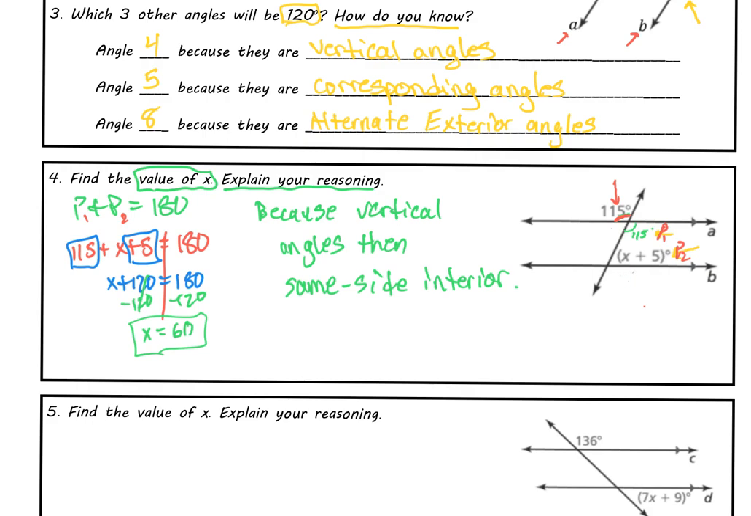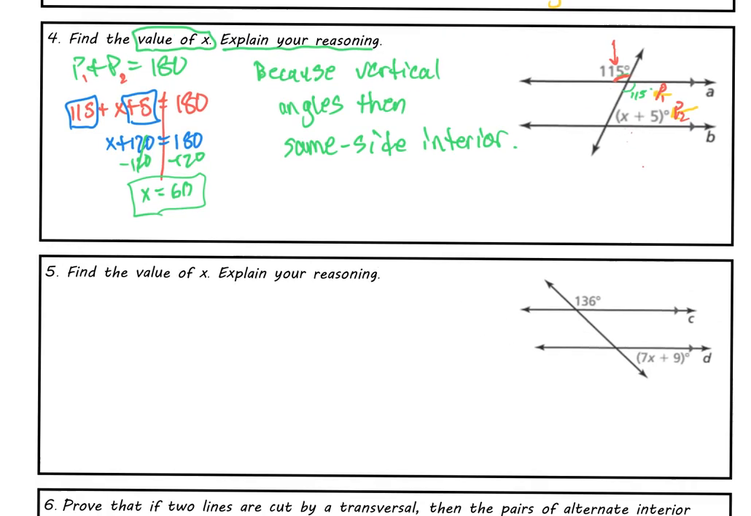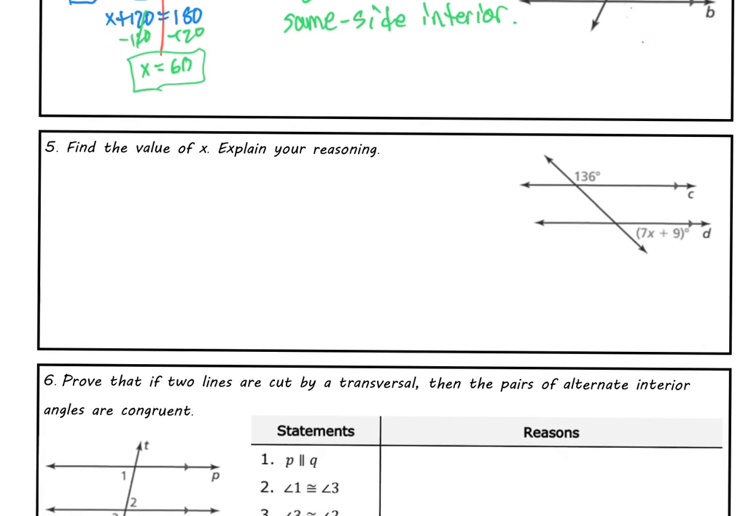All right, looking at number 5 now. It says find the value of x and explain your reasoning. So similar type problem. So let's do this. Let's go find the value of x and explain our reasoning. How do I want to do this now?